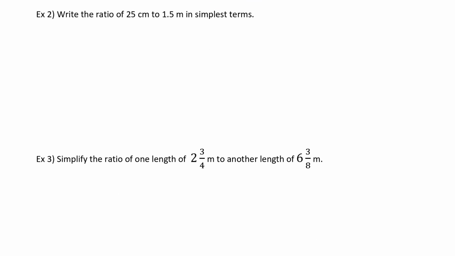Let's try a few more examples here. Write the ratio of 25 centimeters to 1.5 meters in simplest terms. So we're going to write the ratio of 25 centimeters to 1.5 meters. Do you see a problem here? One is in centimeters and one is in meters. We must convert them both to centimeters or convert them both to meters.